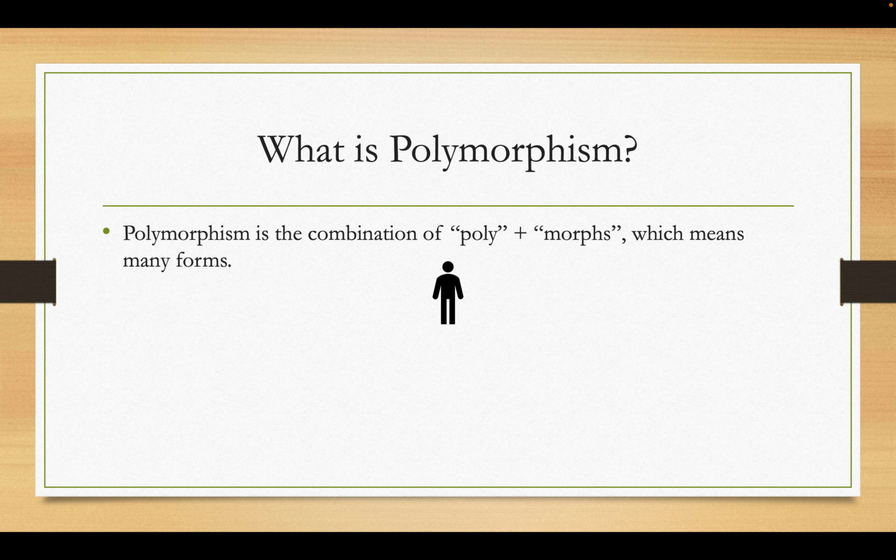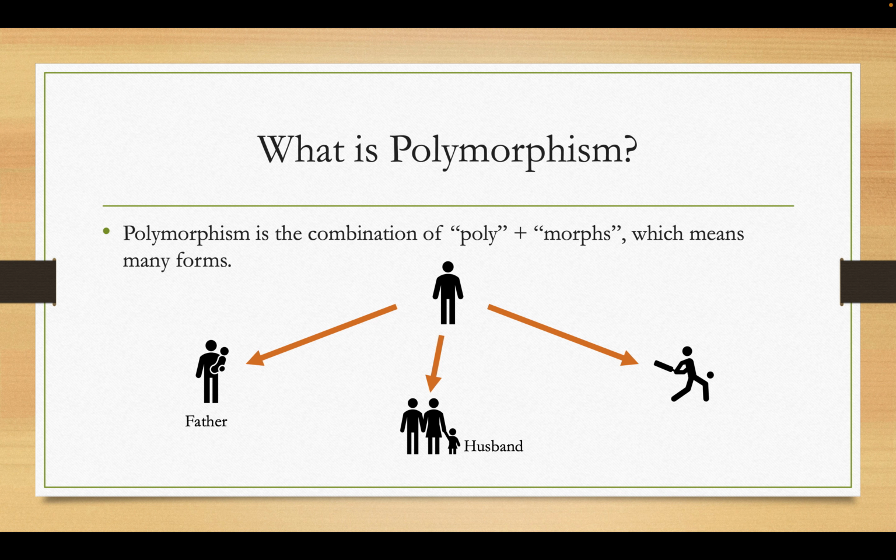Let's try to understand it from a real life example. Let's say this is a person. This person can be a father in one situation, and he can be a husband in a different situation. As well, he can be a cricketer in another situation, right? So here the same person is exhibiting different functionality at different situations. He is a father, he can be a husband as well as a cricketer. So this is what polymorphism is: anything that exhibits different functionality at different situations is known as polymorphism.